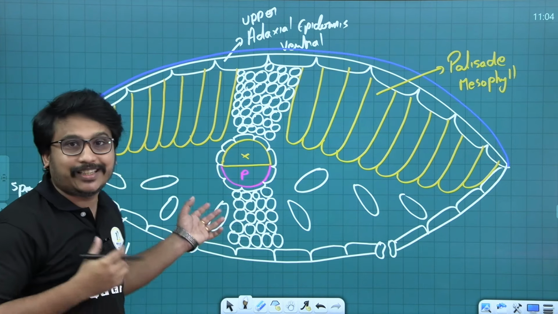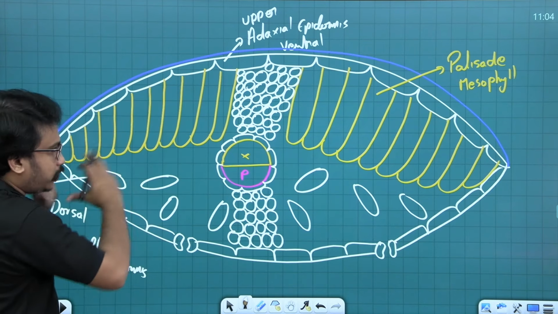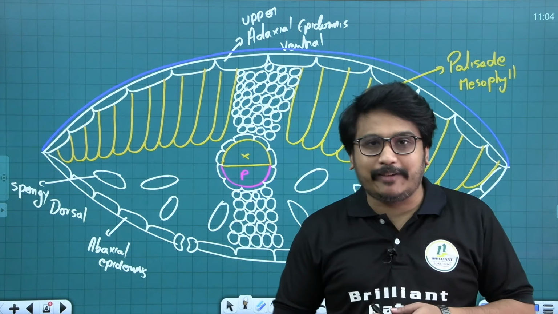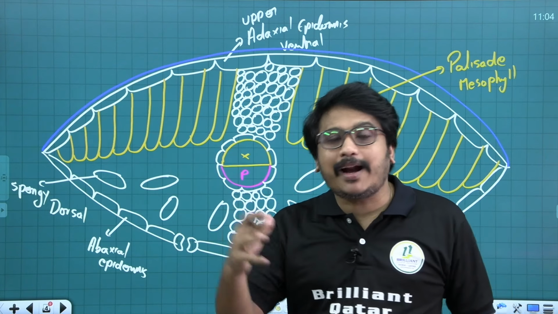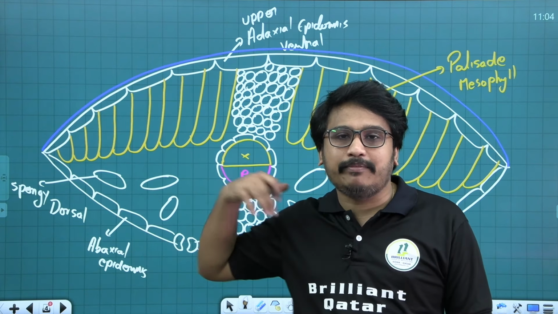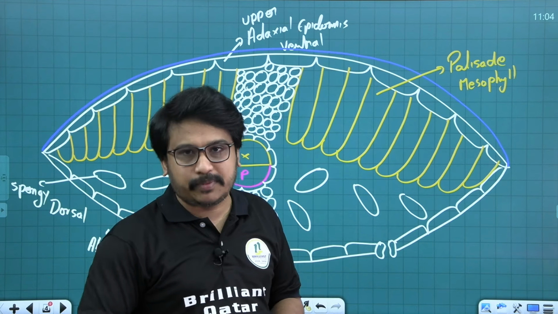So this is the bundle sheath extension. This is made up of parenchyma. So this is the anatomy, or the internal structure, of a dicot leaf. The leaves are well adapted for gaseous exchange. All these structures will help them in good gaseous exchange, especially for photosynthesis and respiration.